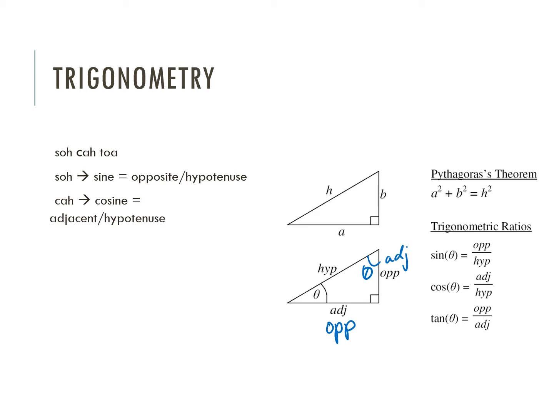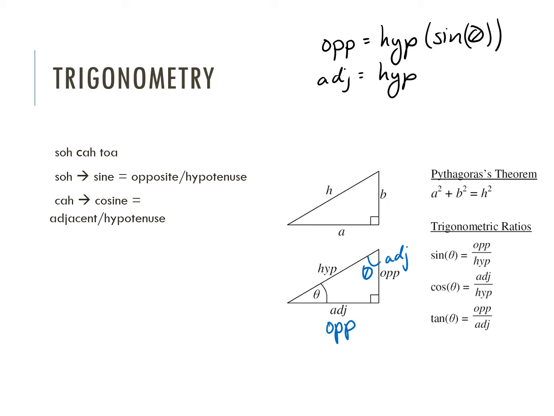So let's say hypothetically we were using the definition of sine to help us find the value for the opposite length. So what we can do is we can just multiply both sides by the hypotenuse. And we end up with something like this. So we'd have opposite is equal to hypotenuse multiplied by sine. I cannot then say that the adjacent is equal to hypotenuse multiplied by sine. This does not work.